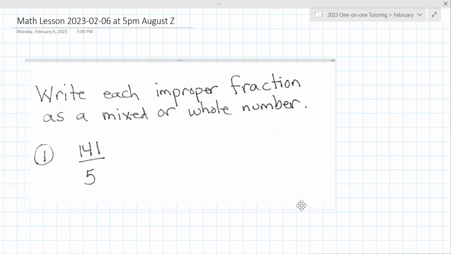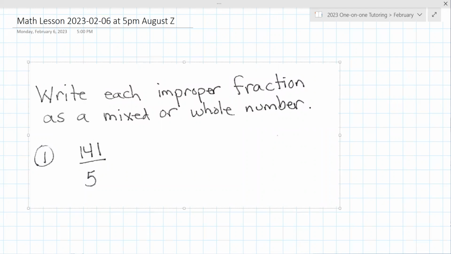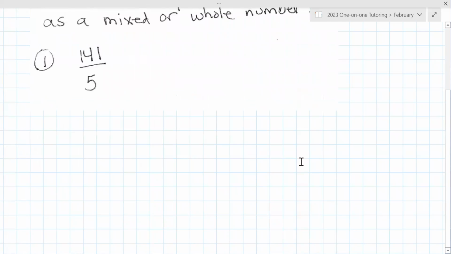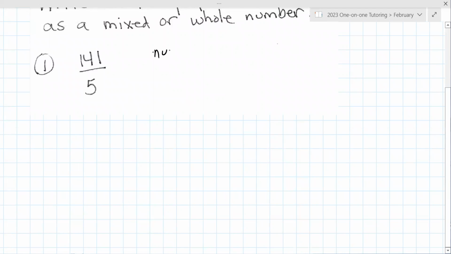Why? Because the denominator is smaller than the numerator? Or is it the other way around? It's the other way around. The numerator is larger than the denominator.